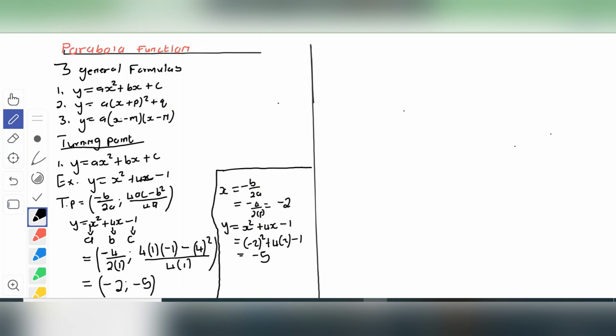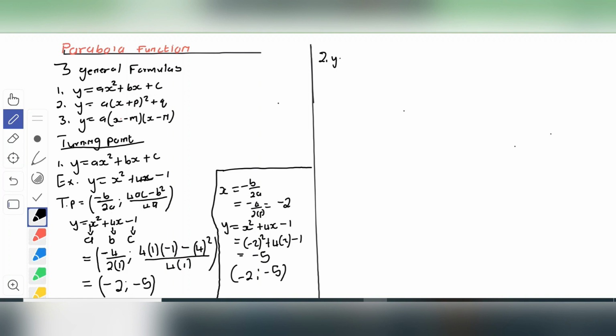So meaning you're going to plug that x value of yours, which is the x coordinate of the turning point, into your original equation or original formula, and then after you calculate, the answer will be the same. Obviously we can see that we also have negative 2 and negative 5 here, right? So we are done calculating the turning points using the first formula, which is y is equal to ax squared plus bx plus c. So now let's talk about the second one.